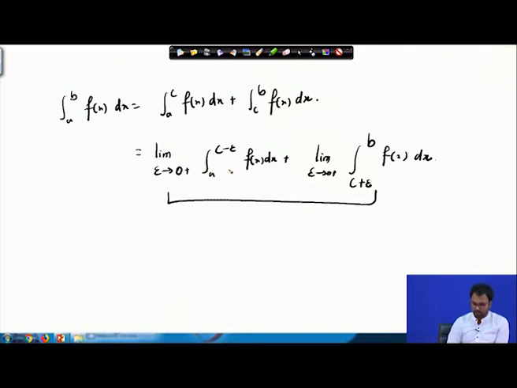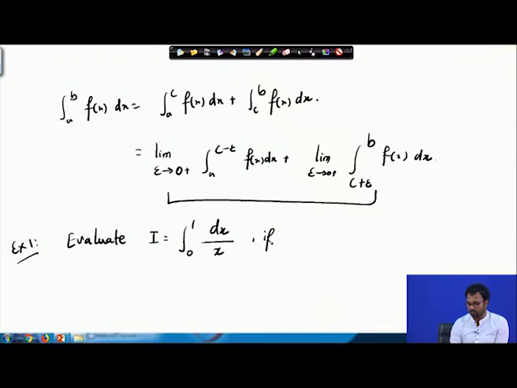So now let's work out a few examples based on the above definitions. Our first example would be: evaluate I equals the integral from 0 to 1 of dx by x, if it converges.